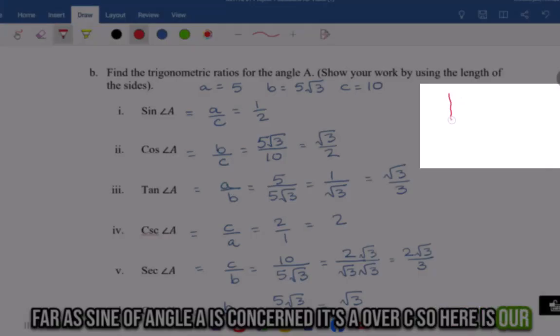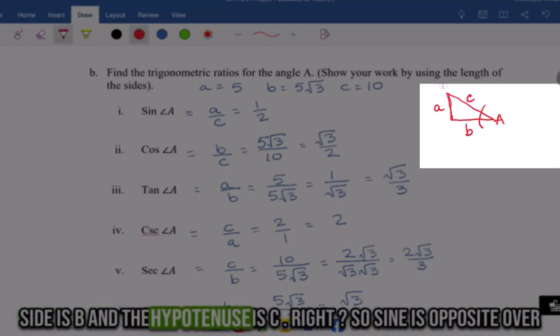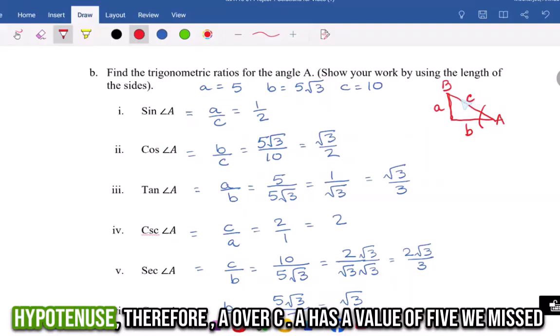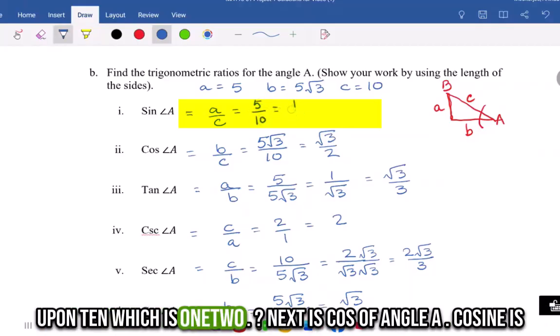So here is our triangle. This is angle A. So its opposite side is side A, the adjacent side is B, and the hypotenuse is C. Right? So sine is opposite over hypotenuse, therefore A over C. A has a value of 5. We missed a step here, so let me just write that. A has a value of 5. So 5 upon 10, which is 1/2.